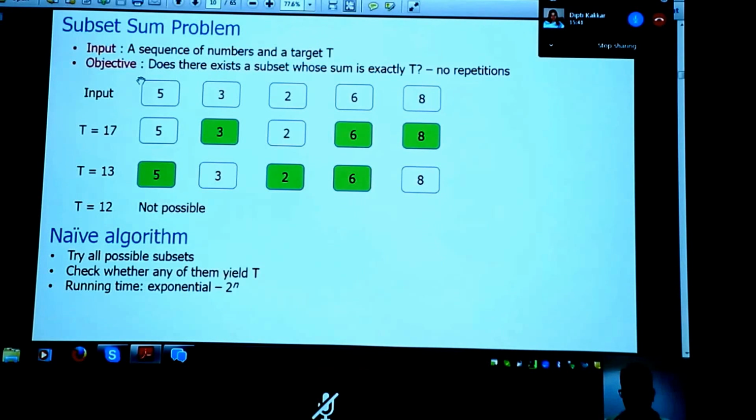So for example, here is one example: 5, 3, 2, 6, 8. Suppose these are all the numbers given to us, and let's say my target is 17. Can I get 17 from here?